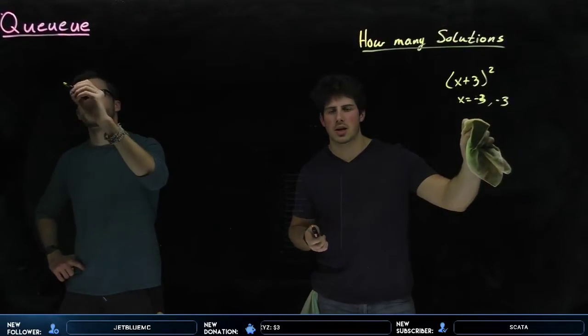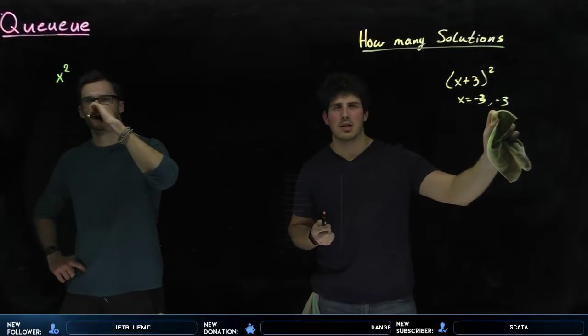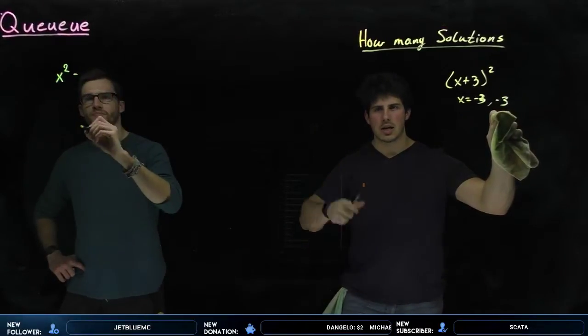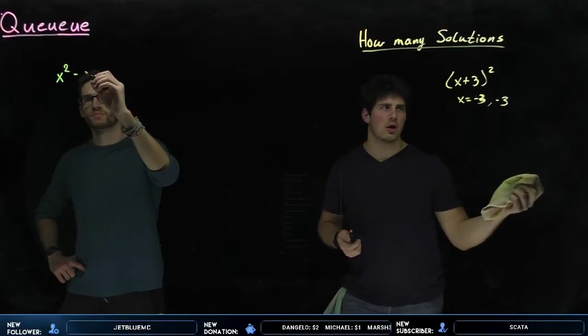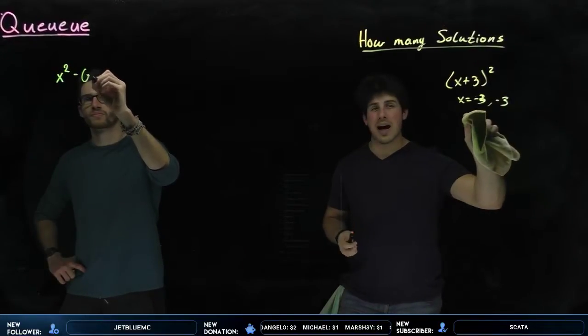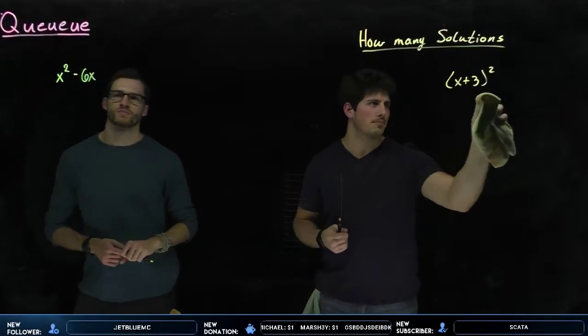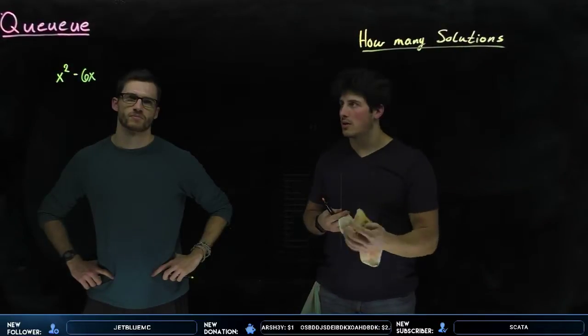This can be confusing to kids a lot because they say, well, there are two solutions, but they were the same, so they can't be unique. That's not quite what they mean, but the wording they'll use is the word unique. They're really asking how many different solutions are there that don't overlap. So negative 3 and negative 3, that's just one solution. Little pro tip right there.